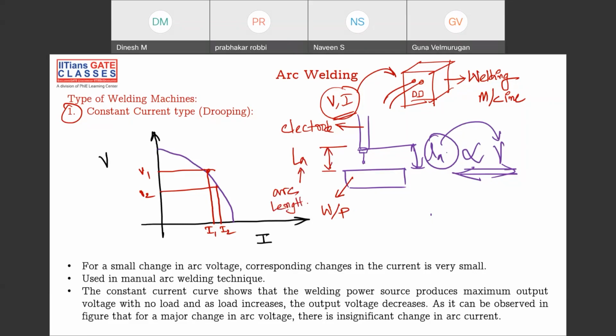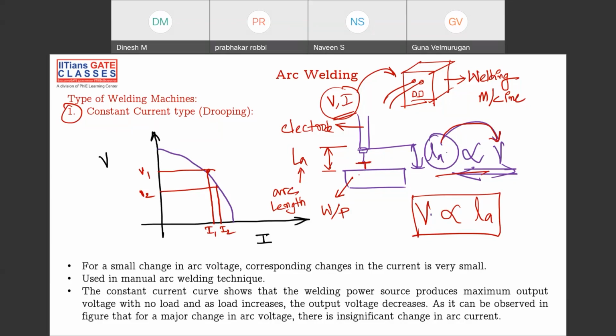Now, I already mentioned that arc length is directly proportional to voltage, or you can say voltage is directly proportional to arc length. It's not arc length proportional to voltage. In the sense, if your length is more, then the voltage, the potential difference that you have to create, will be more, right? And if your length is small, then the voltage at the terminal will be small, right?